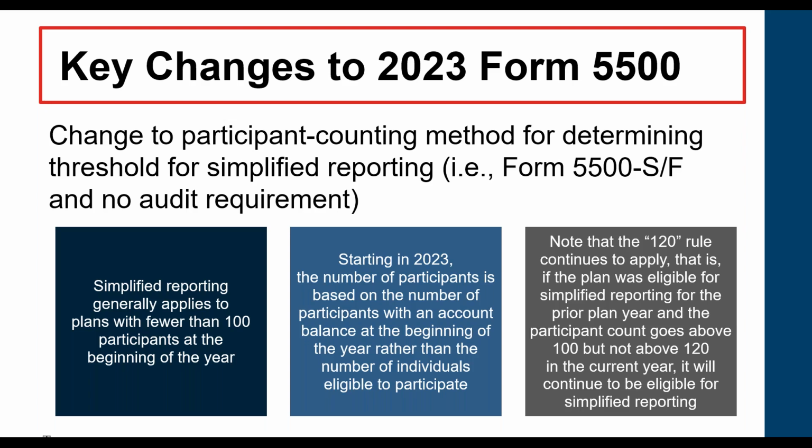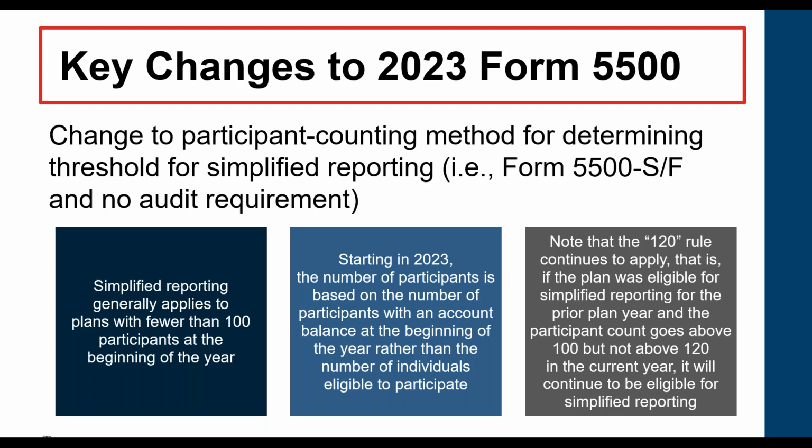So as Laura mentioned, I'm going to discuss the key changes to the Form 5500 applicable to the 401k plans, and there really are three. The first one that I wanted to touch on is the change in the participant counting method for determining whether you're eligible for simplified reporting. That is important because if you have, generally speaking, under 100 participants in your plan, you're eligible to file the Form 5500 short form, and that form asks a lot fewer questions than if you're above that threshold number. And also, most importantly, you don't have to have an audit if you are eligible for that simplified reporting.